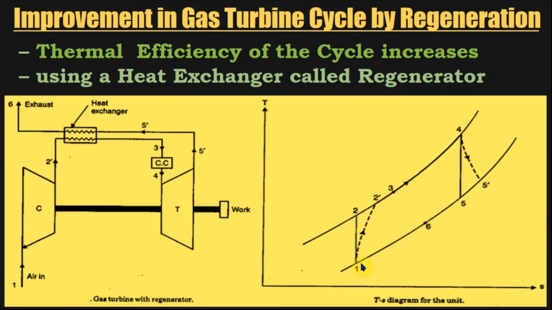The various processes in the cycle by the inclusion of the regenerator are 1 to 2 dash the actual compression, 2 dash to 3 is the heating by the heat exchanger or regenerator, representing the heat added to the compressed air coming out of the compressor in the regenerator, and 3 to 4 is the heat added in the combustion chamber, and 4 to 5 dash is representing the turbine expansion.